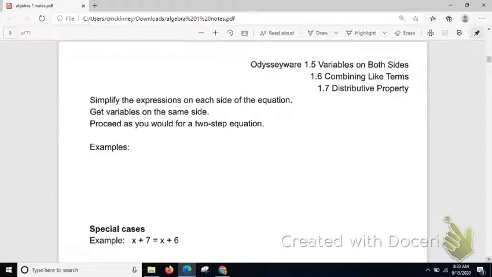We're going to talk about multi-step equations today. And multi-step equations are sometimes going to have variables just on one side first. And then we're going to look at some that have variables on both sides. All right, so this is what the page looks like in your notes.